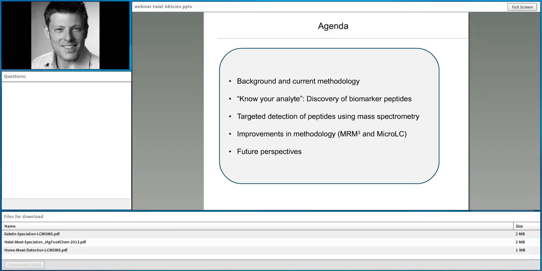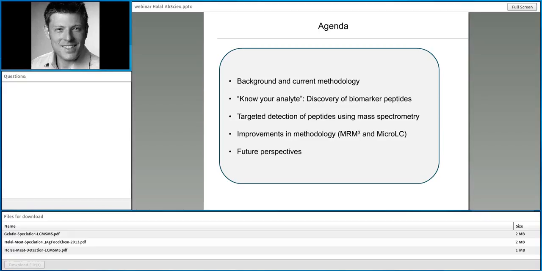The next step, if you already have discovered and identified your specific peptides, is then the targeted detection of peptides. And I will discuss some aspects of method development, mainly then MRM detection optimization, and so forth. I would like then to give some words on the improvements in methodology, because ABSIX has done a really good job on development of MRM Cube and the micro-LC.